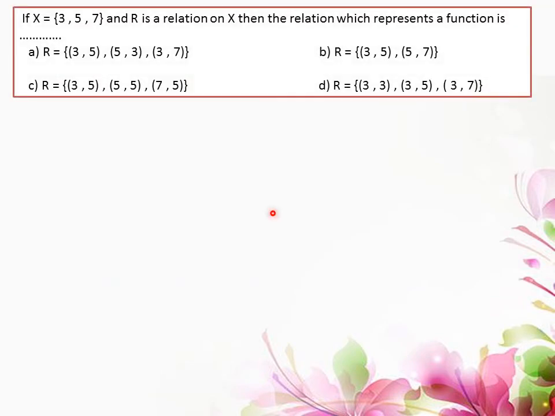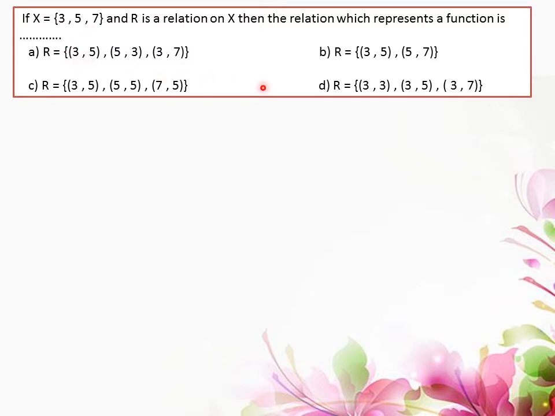Let's see an example. If x equals {3, 5, 7} and R is a relation on x, then the relation which represents a function is, let's see, our condition is each element in x should appear only once as a first projection. So we can see 3, 5, 7 in the first projection once.